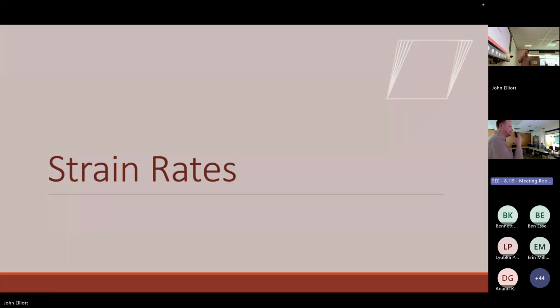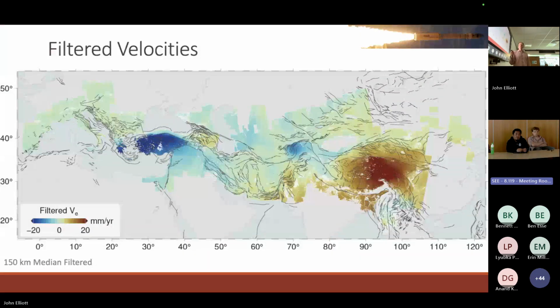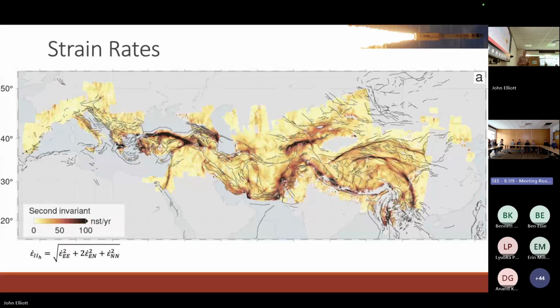So if we then move to those strain rates, calculating what we want, this is the filtered velocities we start with. We can't work with really high resolution velocities because there's a lot of short wavelength noise in it. So it has a 150 kilometer median filter to smooth out some of that short wavelength effect to be able to get those calculations. Now we use those equations that I showed you before, the gradients in the east velocities, for instance, go into that, and we can calculate the strain rate.